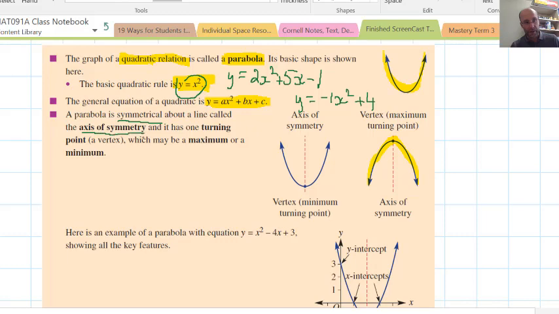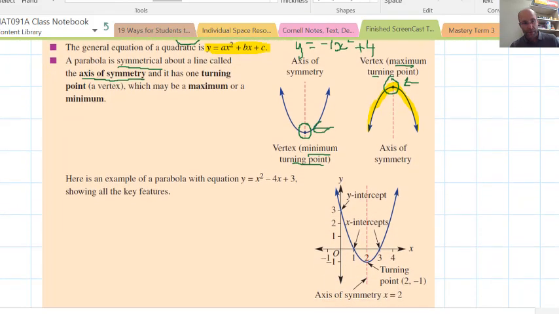A parabola is symmetrical. There's an imaginary line called the axis of symmetry, which goes up and down, and it has one turning point which may be a maximum or a minimum. That's your turning point there on that one. That's called a minimum turning point, and the maximum there, because it's the highest point, whereas on this one it's the lowest point. They're both called turning points.